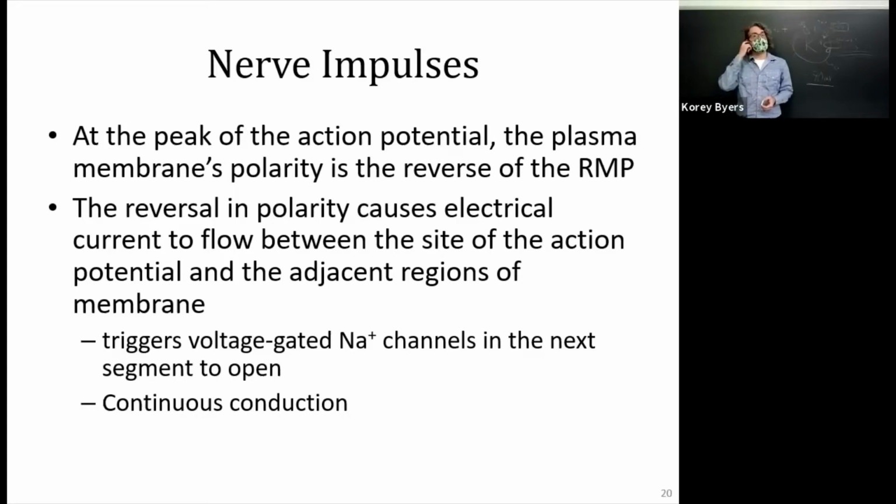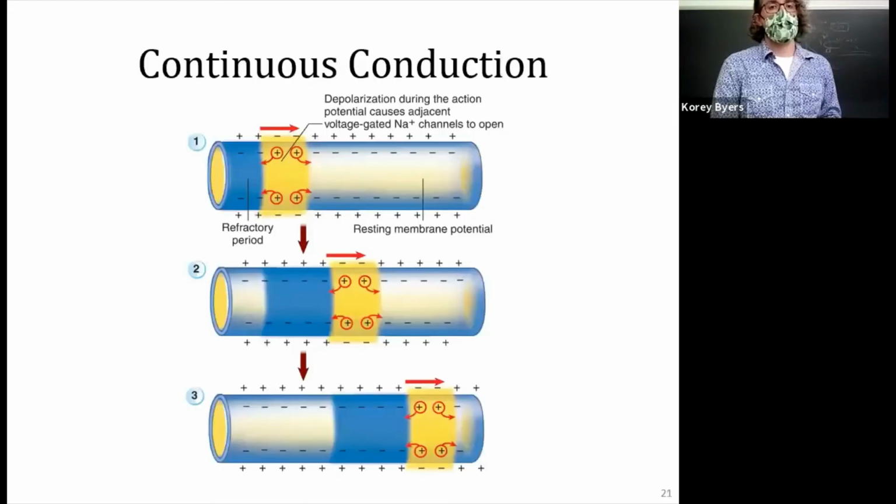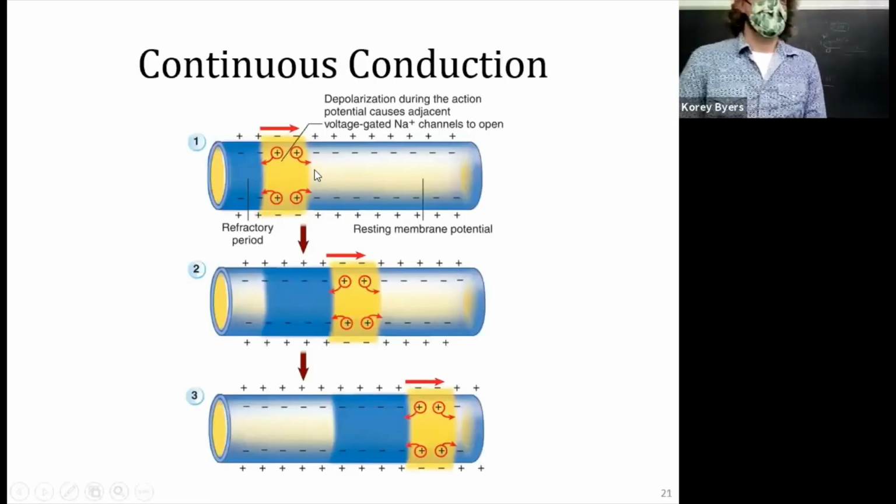And so the reversal of polarity causes an electrical current to flow between that action potential to the next regions of the membrane, which triggers more voltage-gated sodium channels to open and allows continuous conduction from one to the next, one to the next. And so picture it like a battery. We can set that in motion. If we receive enough sodium, we can send an action potential all the way down. And if it's enough, it will reach that axon and be sent to the next cell.